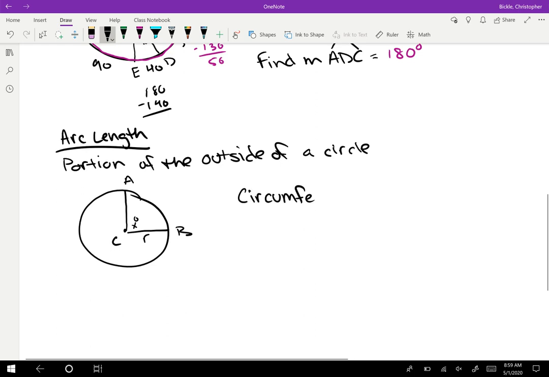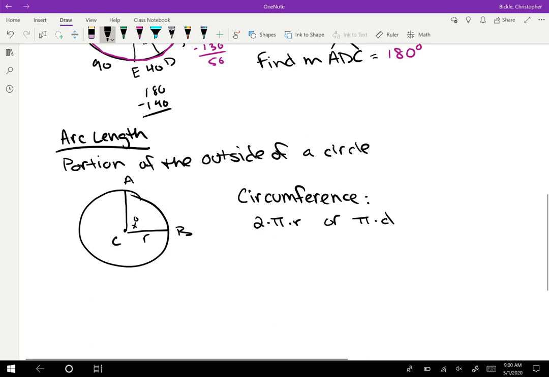The circumference of a circle is if you thought about laying a string over the circle. If you took that string and you unrolled it and laid it out, that length would be circumference. There are 2 ways to find the circumference of a circle. One formula is 2 times pi times the radius. The other one is pi times the diameter. The reason those two are the same is because 2 times the radius is equal to the diameter.